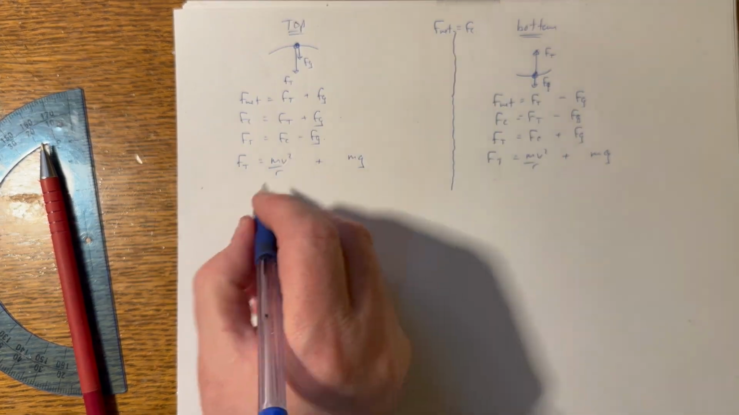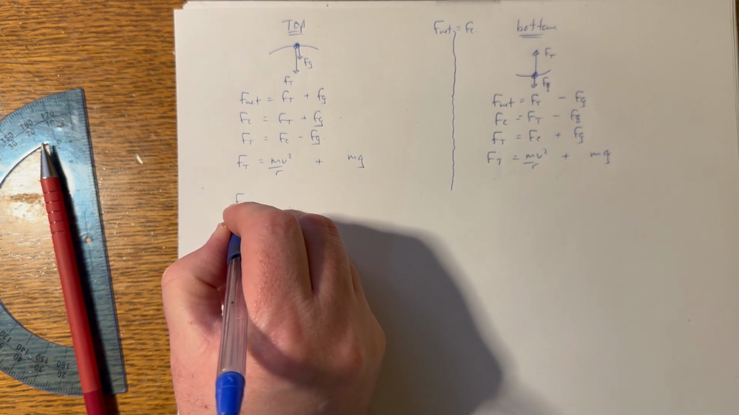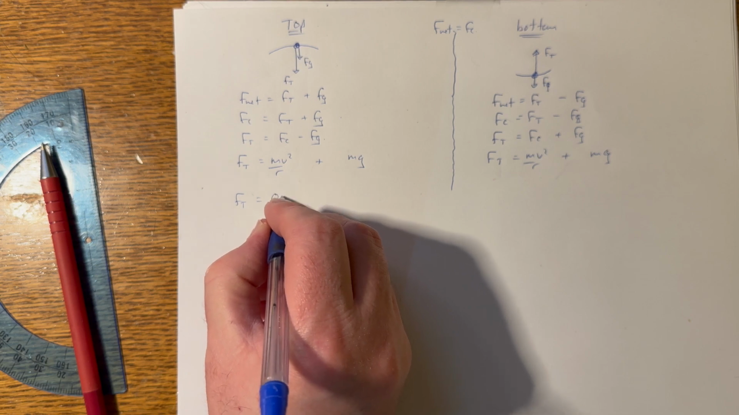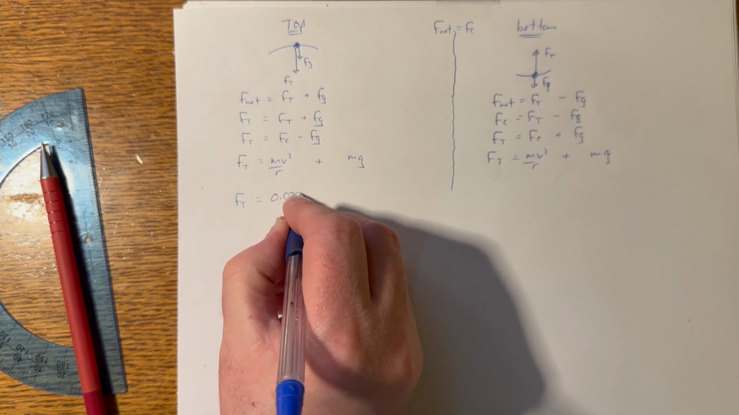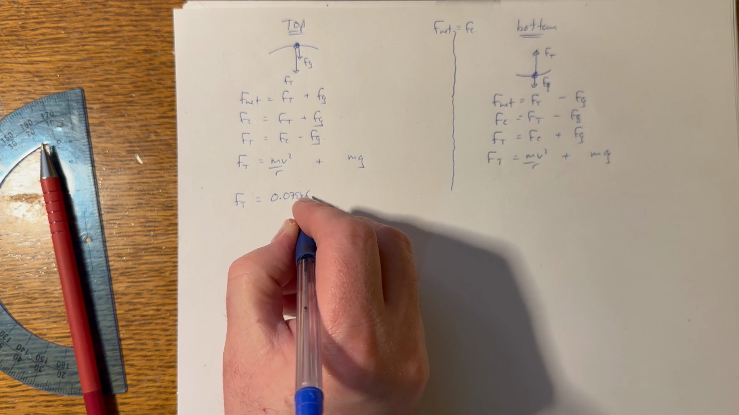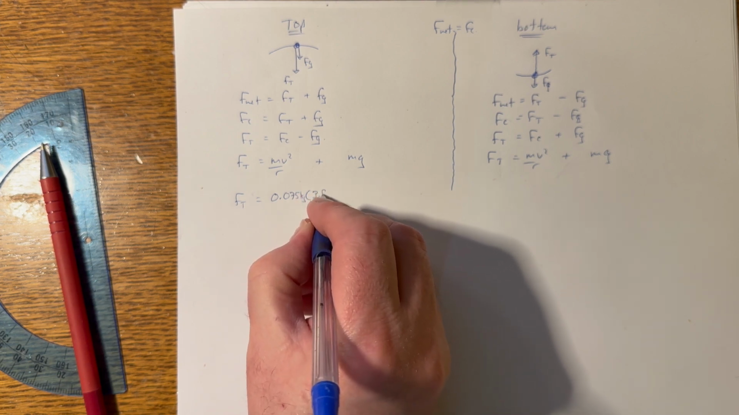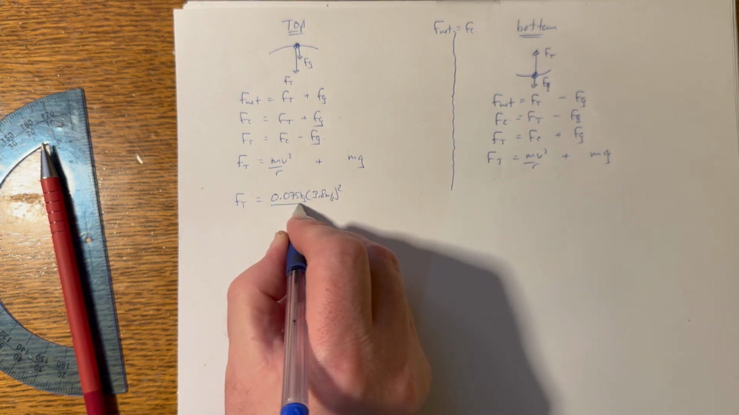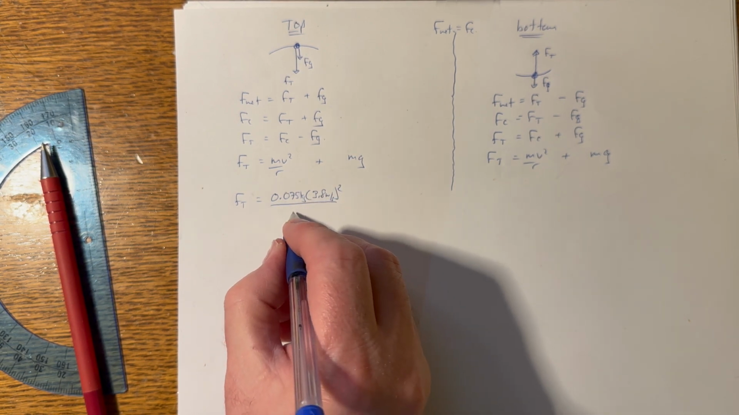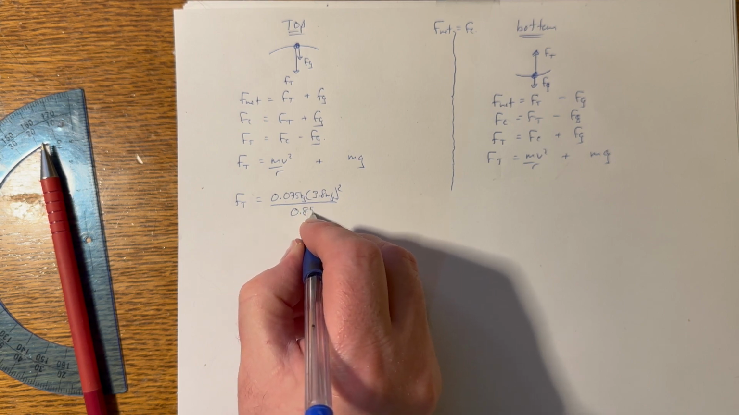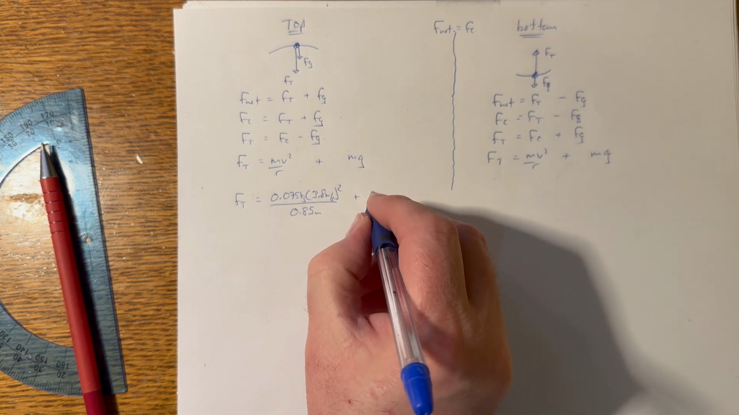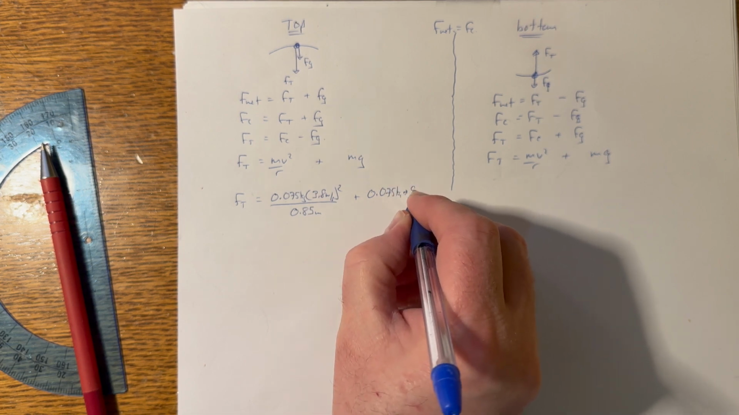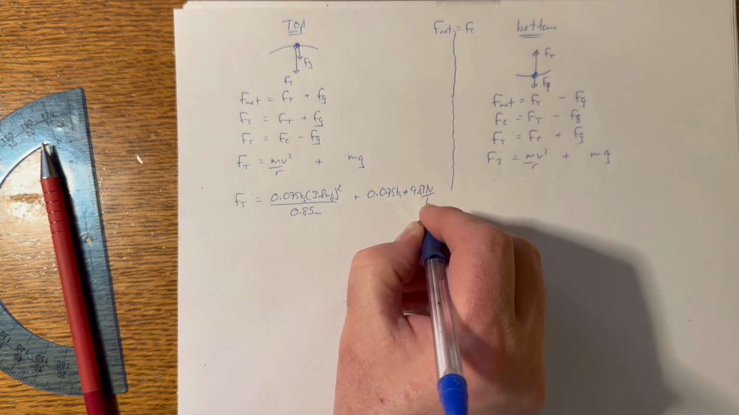Great. How about a substitution in the numbers? Look back at the question. Well, the mass in this case is 75 grams, so 0.075 kilograms, times the speed, we're told, of 3.80 meters per second. Let's square that. The radius, 85 centimeters. Change it to meters, do not forget. And then plus the force due to gravity, mass times 9.81.